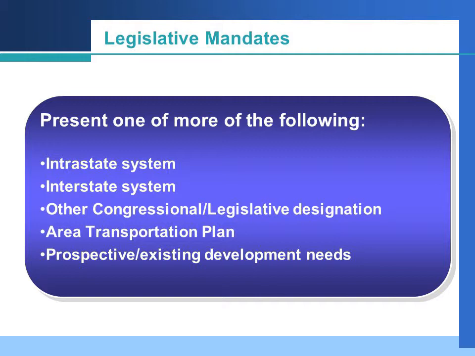For example, if a planned route does not comply with legislation developed for a loop project, funding may not be available. For legislative mandates, one or more of the following will need to be presented: intrastate system, interstate system, other congressional or legislative designation, strategic highway corridor, area transportation plan, local, state, federal.